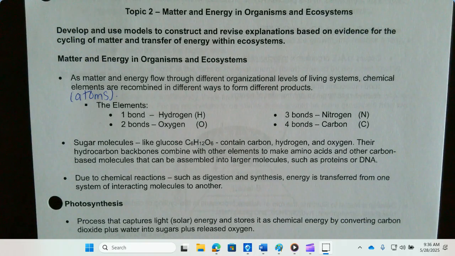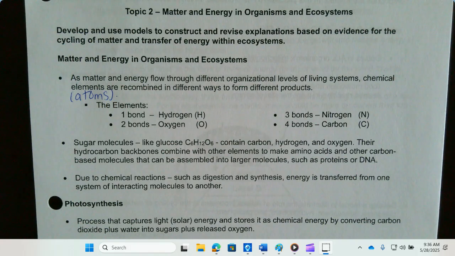As matter and energy flow through different organizational levels of living systems, chemical elements are recombined in different ways to form different products. We're going to dive into this in a lot more detail when we get to photosynthesis on the bottom of this page. But we want to remember earlier in the year, we used those ball and stick models in order to make water, glucose, carbon dioxide, oxygen, and amino acids. Those balls, they were red, yellow, black. They represented the different elements or atoms that come together to make compounds.